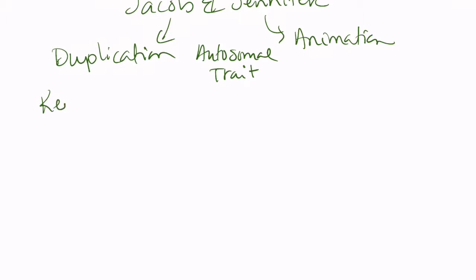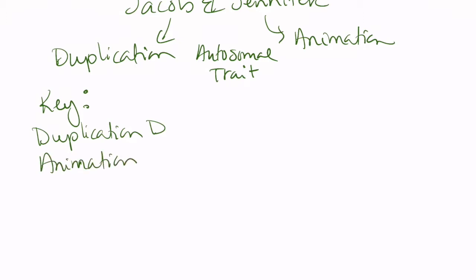So let's start our key. So we know duplication is dominant to animation. So we use a capital letter D to represent the dominant allele. Animation is recessive. Let's go back.